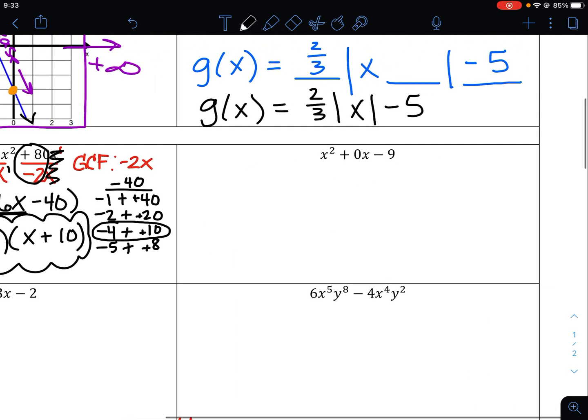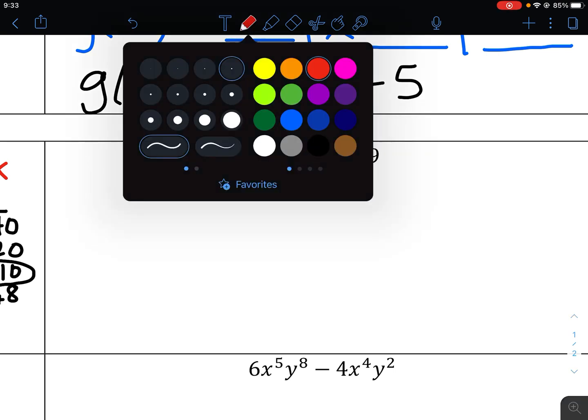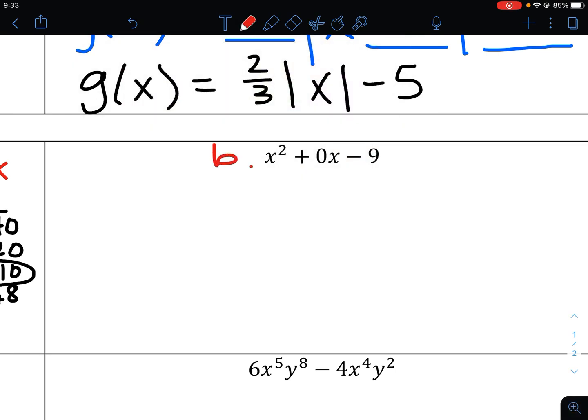Now, the second one over here corresponds with part B on your formative. So we'll talk about this guy. Because the leading coefficient is a 1, we're looking for two numbers that multiply to negative 9 and add up to 0.